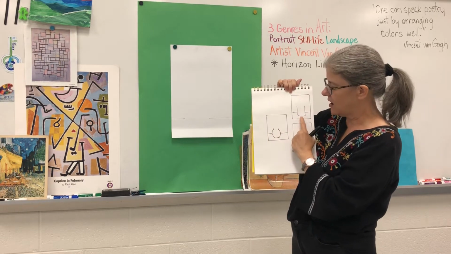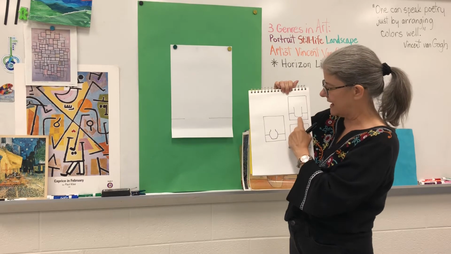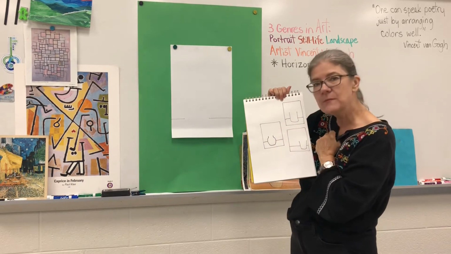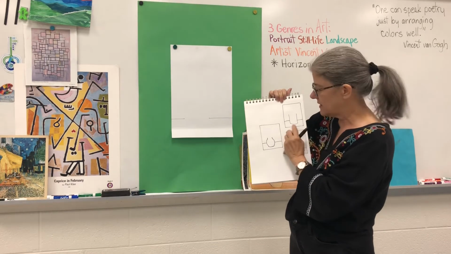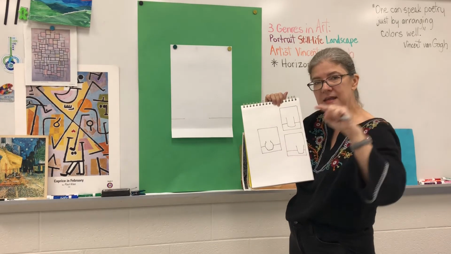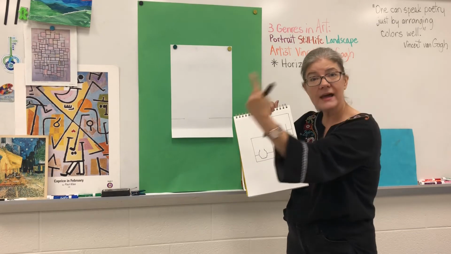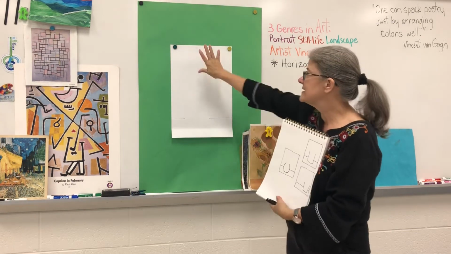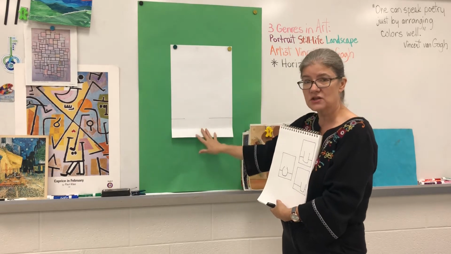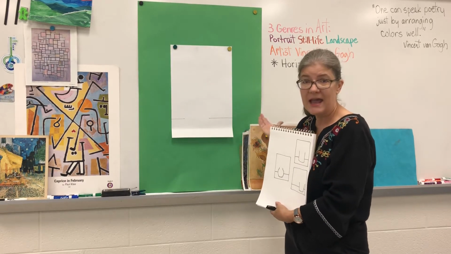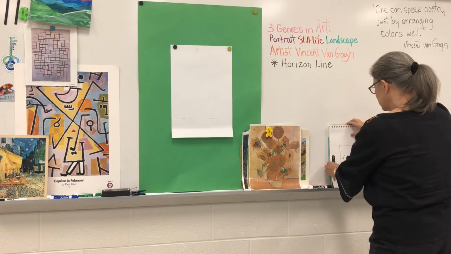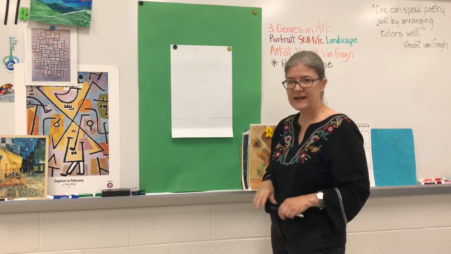Now, here's what these all have in common. They have a curve at the bottom. It's okay if you make it straight across, but if you make this a little bit curvy, it will help your vase look round, even though it's a flat or two-dimensional piece of paper and a two-dimensional kind of art. I'm going to put this to the side, and I'm going to draw my vase now.